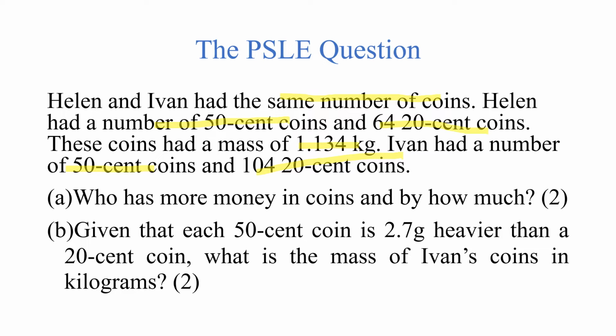So for part A of the question, we have to find out who has more money and by how much. For part B of the question, given that each 50-cent coin is 2.7 grams heavier than a 20-cent coin, what is the mass of Ivan's coins in kilograms?